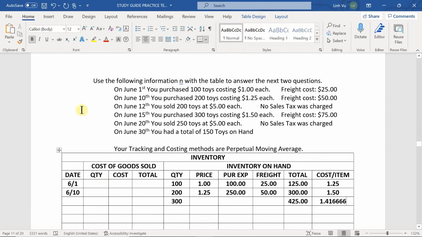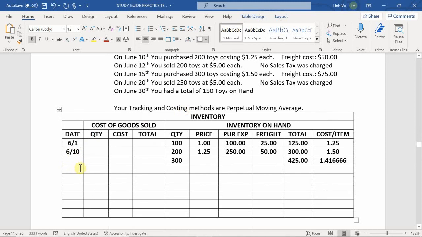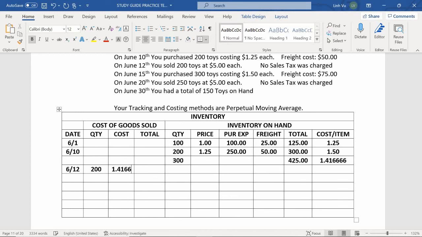So then, next question says here that on June 12th, you sold 200 toys at $5 each. So in this case, it's June 12th, 200. What's my average cost per item? 1.41666. Okay, so that gives me 283.33. So we subtract from 300, 200, so we have 100.